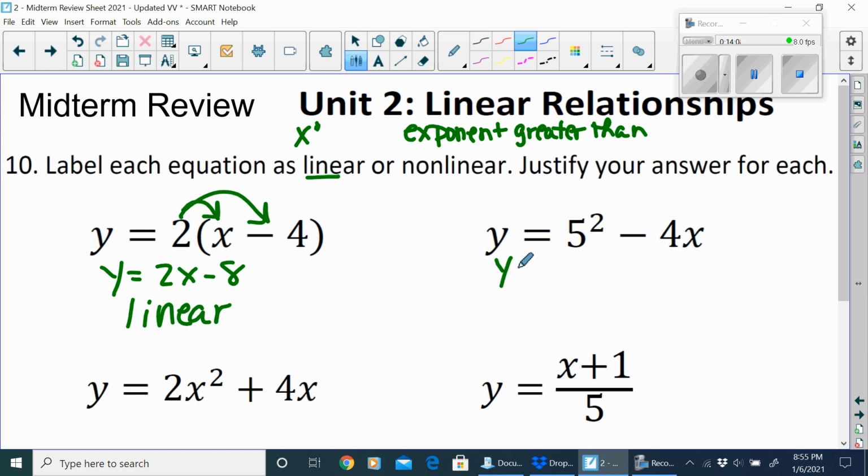Now I'm going to evaluate this. 5 squared is 25 minus 4x. I look at the x. This is also linear because the x has an exponent of 1.